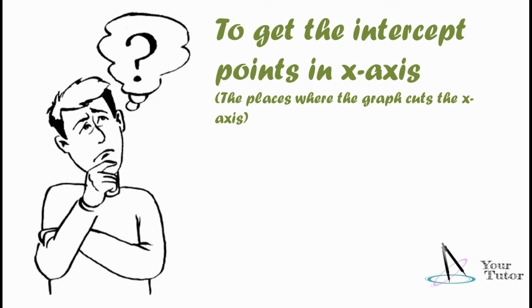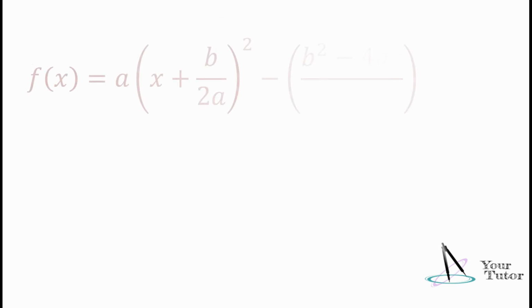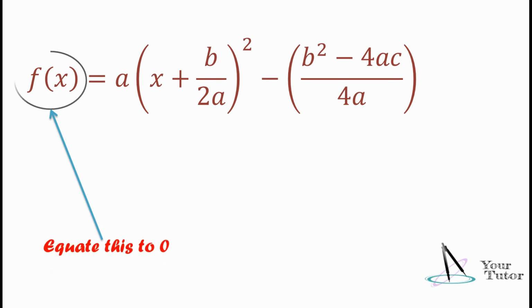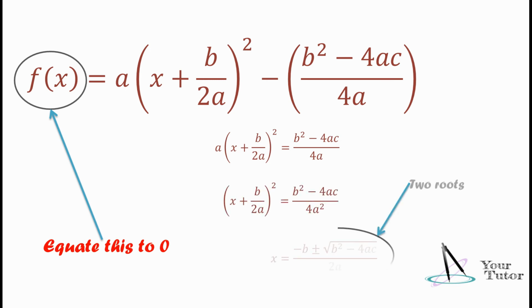Next we have to find the places where the graph cuts the x-axis. When intercepting the x-axis, the coordinates will be (x1, 0) and (x2, 0). So we have to equate f of x to 0. That will give this first. By solving, we will get two answers. Where are they? There is plus or minus before the square root term.